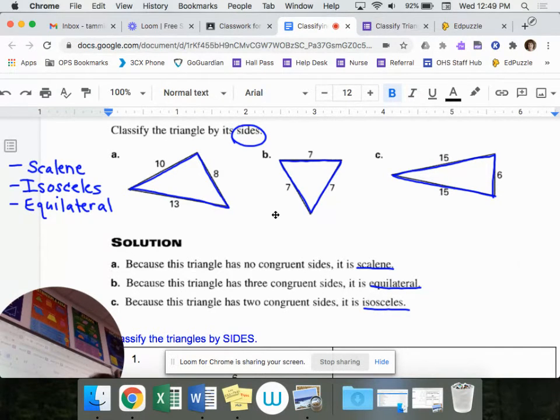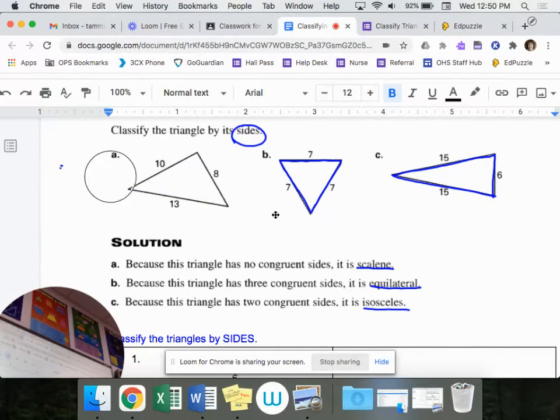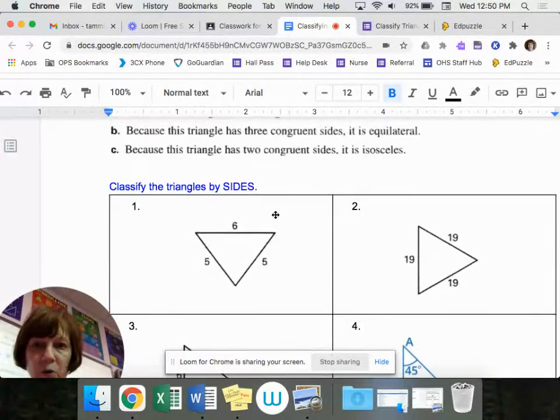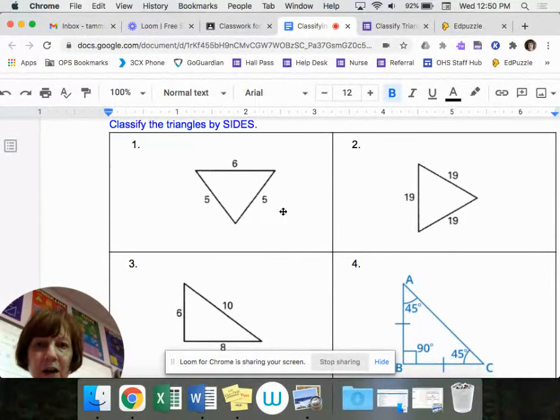So that's how you're approaching these problems. When you're classifying by sides, you're looking at the side lengths and deciding if it's no sides the same, 2 sides the same, or 3 sides the same. And then you pick the correct classification that goes along with that. Okay, so here's some more examples. Classify by sides.